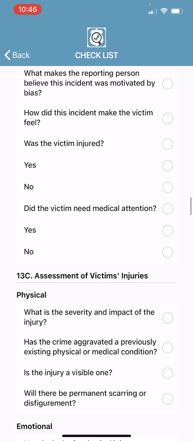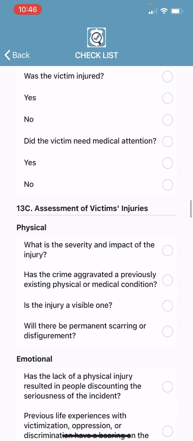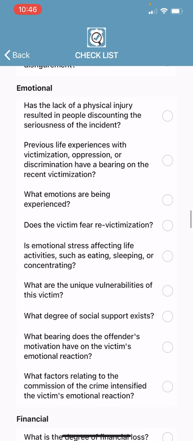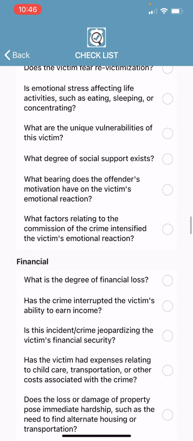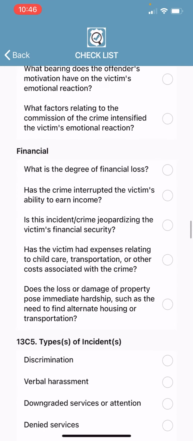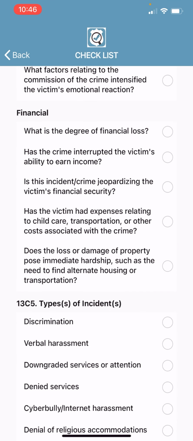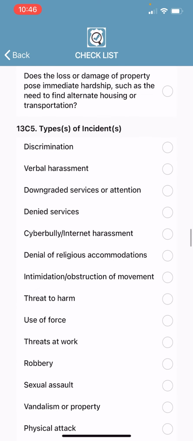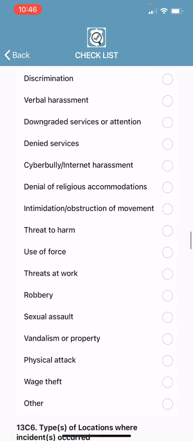13C3, assessment of victims' injuries, physical injuries, emotional injuries, financial related injuries. 13C5, types of incidences that may occur in more detail than previously.